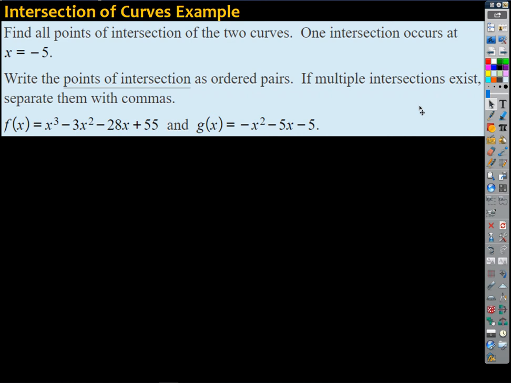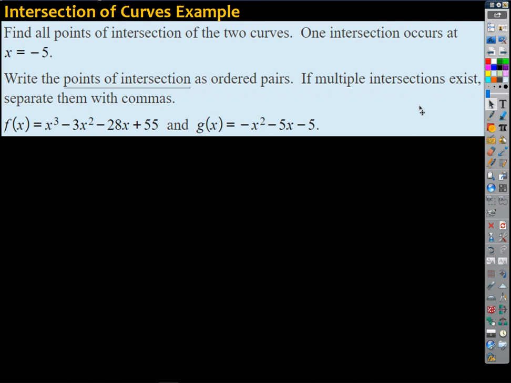So one of them's at x equals -5. How am I going to find the others? Ideas? Henry, good idea? What if we weren't given any intersections? How would we find, algebraically, the points of intersection? Maybe set one equal to the other. What do you mean by that?